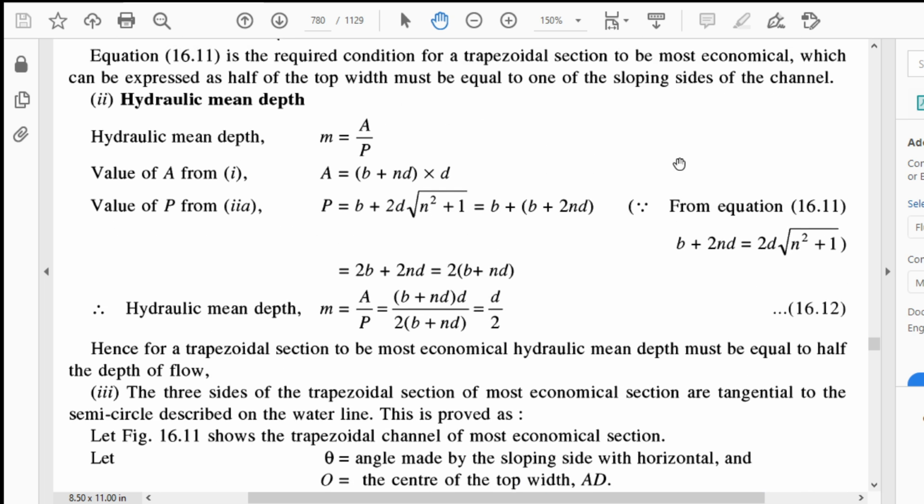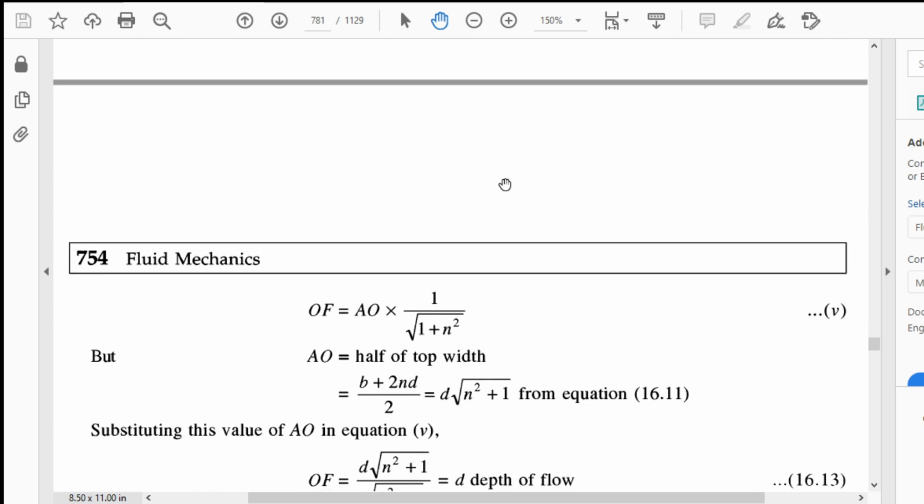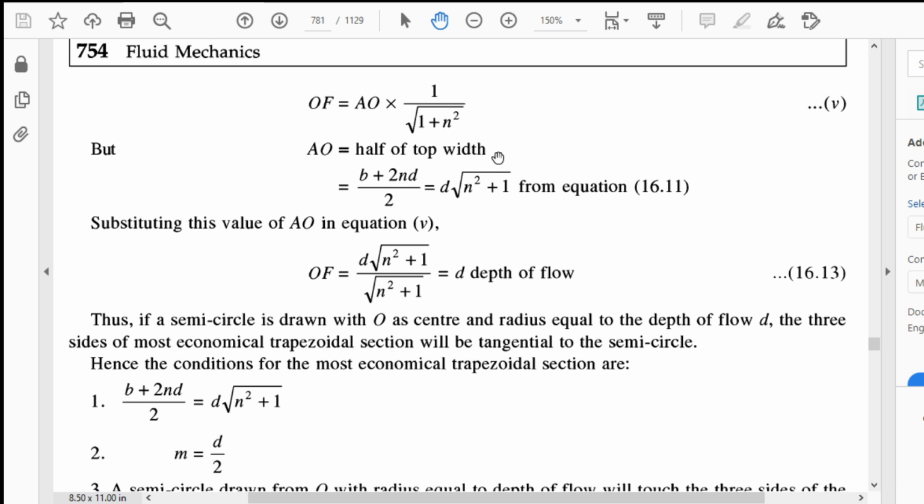Right now we have derived one condition: half of top width should be equal to one of the sloping sides. So consider that condition, and you can write down the half of top width as d square root of n square plus 1. This is the condition for most economical trapezoidal channel section, that is, half of the top width should be equal to one of the sloping sides. So the OA value is d square root of n square plus 1.